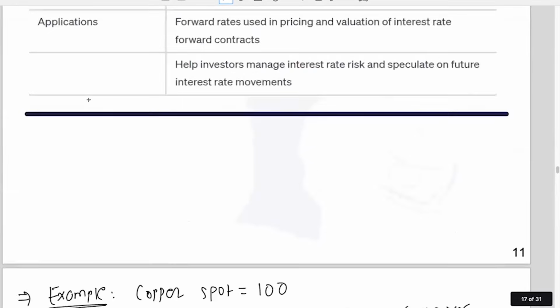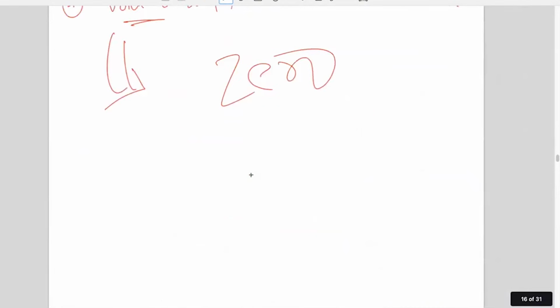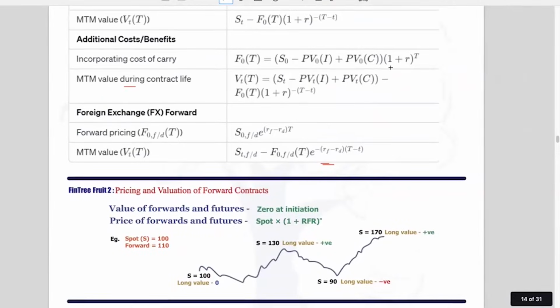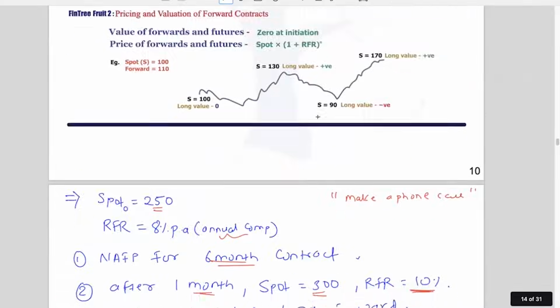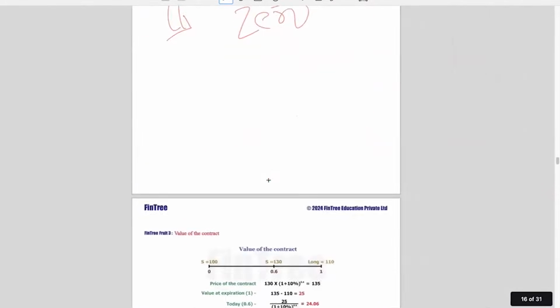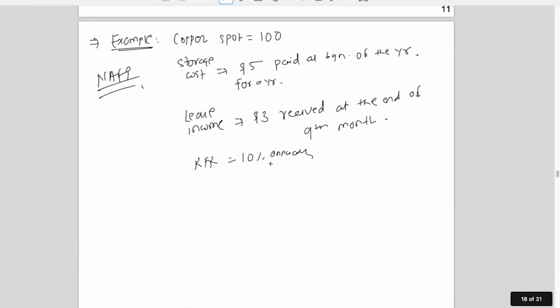Okay, now this actually requires you to use this formula. Where is that formula? This one. But you don't really need to use it if you just learn to think about it conceptually. Just remember cost is going to be increasing the no arbitrage forward price, the benefit will decrease the no arbitrage forward price. If you just use that logic, you should be able to solve this super easy.